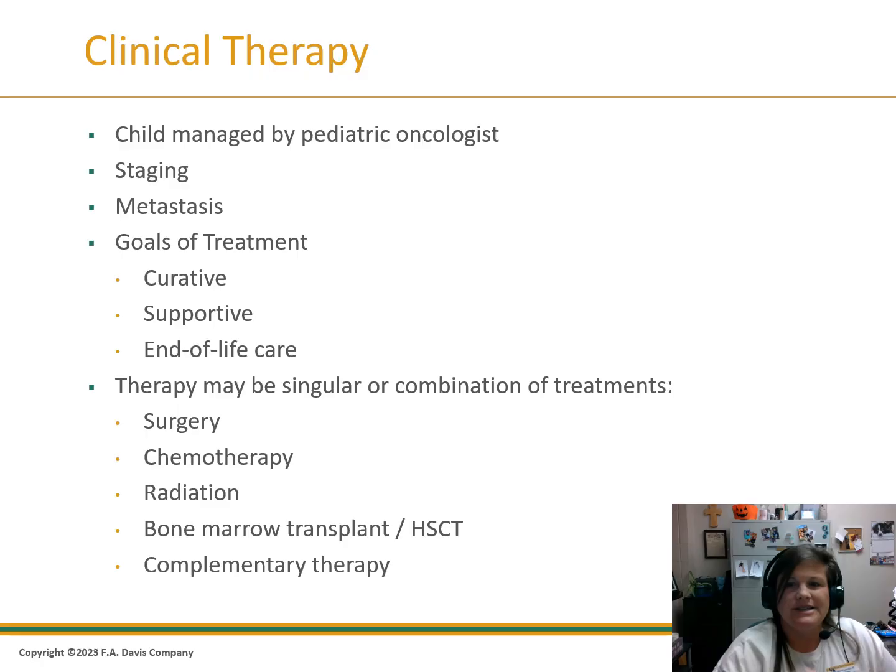Supportive is more like your palliative, when you're talking about the things that we're doing to help the patient be comfortable while they're undergoing whatever treatment. So these would be like pain management, antibiotics, transfusions, or other interventions to help the body as the child's fighting this cancer. And then end-of-life care would be a situation where there is no hope for remission or what they would consider curative treatment, and so your focus is on making the child as comfortable as possible.